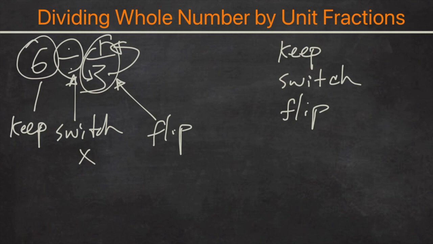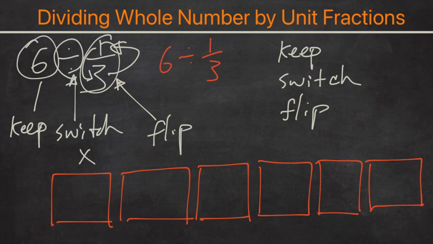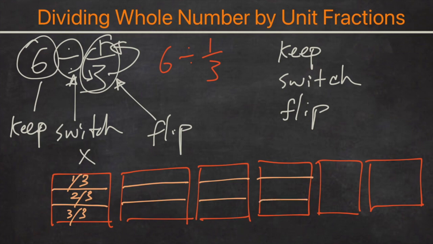And for visualization purposes, you could imagine 6 boxes and you need to divide them in groups of 1/3. So 6 divided by 1/3, I'm going to rewrite this so you can see it clearly. Each of these boxes will be divided in groups of 1/3. 1/3 will look something like this. That's 1/3. And that's 2/3. And that's 3/3. So that's a whole. And then we would do it the same way with the rest of the boxes.